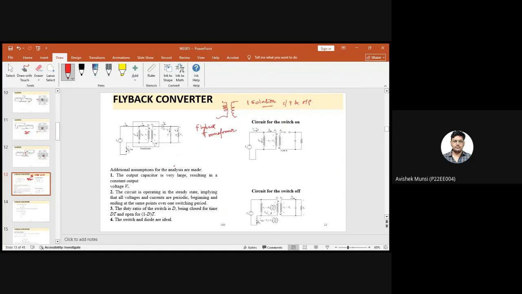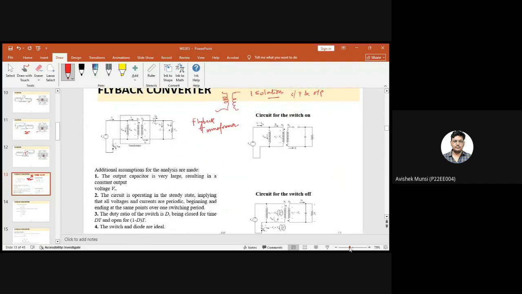So for analysis of this, when the switch is on, this is the circuit. When the switch is off, this is the circuit. Okay. So basically, we have to assume that the output capacitor is very large. The circuit is operating in a steady state. The duty ratio is D, that is, it follows this formula, T on plus T off. The switch and the diode are ideal. Okay. So while considering this, we have to calculate.